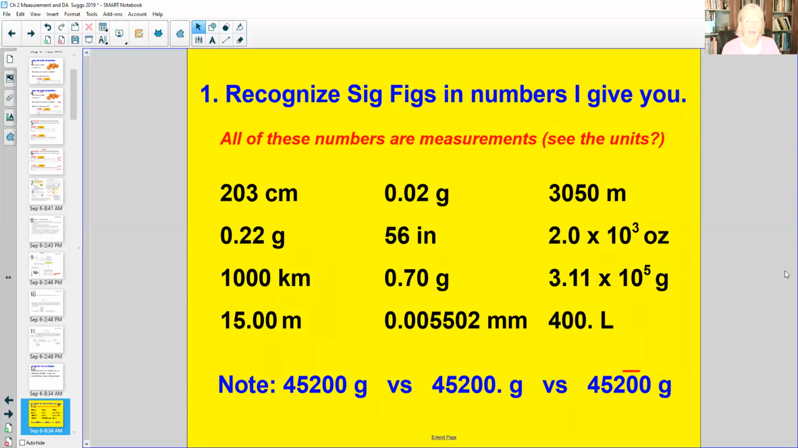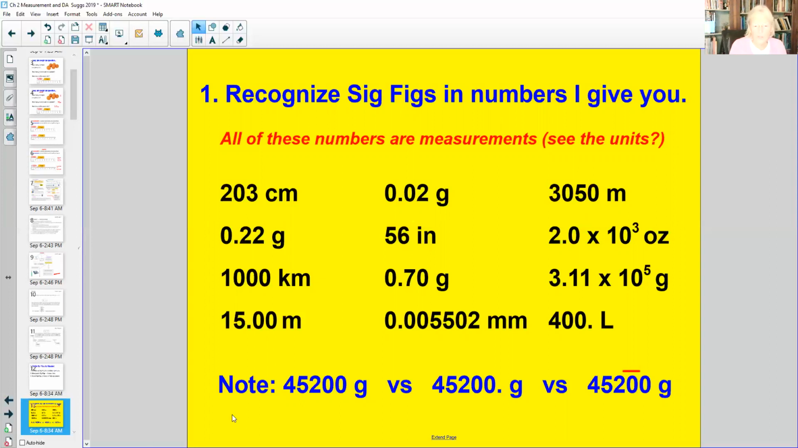This was from the summer packet. All of these are measurements with limited sig figs. You should take the time now to go through each one of these and think about the number of sig figs in the answer. I give you these measurements, you tell me how many sig figs are in them. For example, here, with a leading 0, it is not significant, so this number has 2 sig figs. This number, 3050, has 3 sig figs because the trailing 0 without a decimal point is not significant. If these rules are not comfortable for you, you need to do a little bit more work on strategy reviewing.